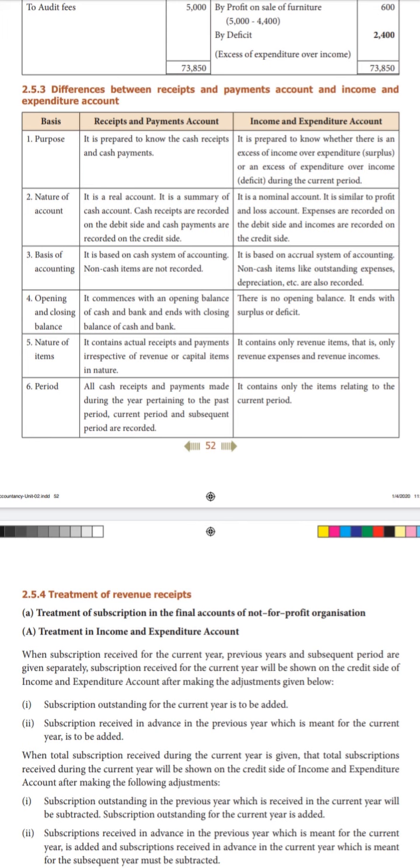Okay. Third one is basis of accounting. What are the accounts related to cash or non-cash items that are being recorded? First, receipts and payments account. Here in the receipts and payments account, we will enter only the items related to cash, which means only cash system is being entered. Non-cash items are totally not recorded in the receipts and payments account.